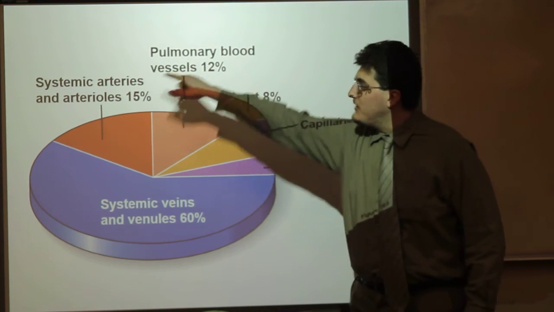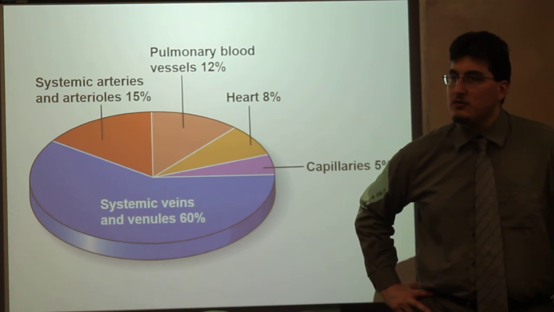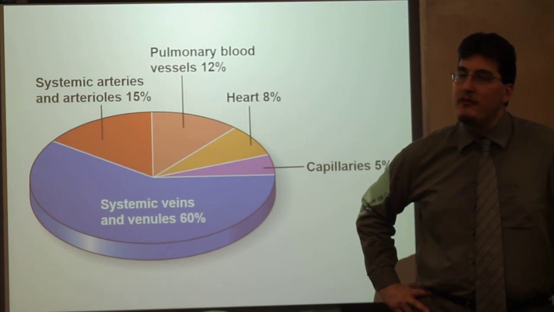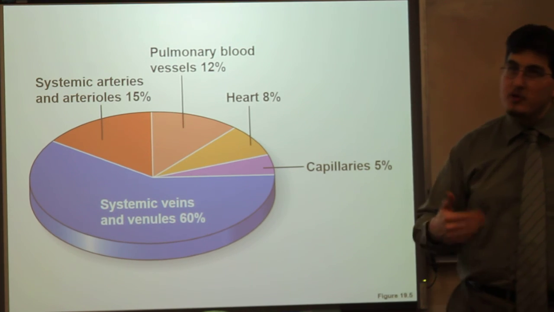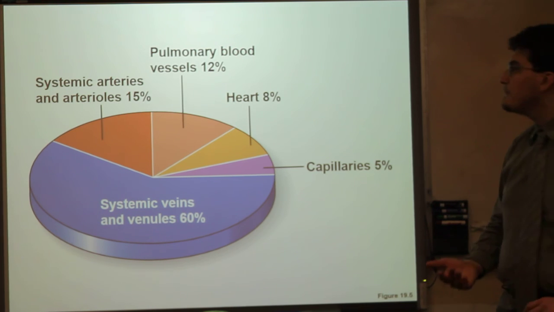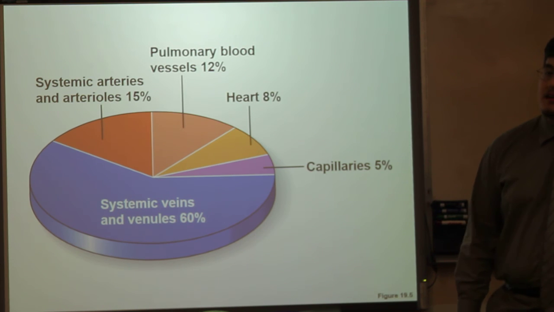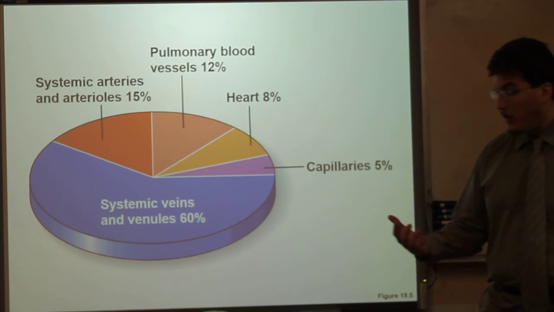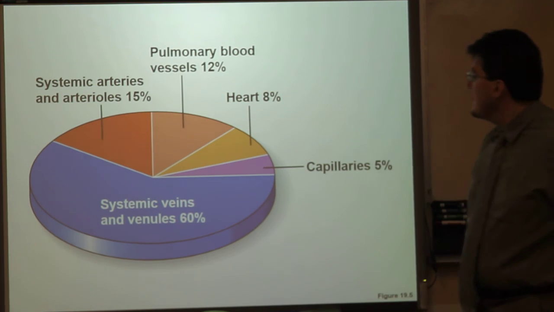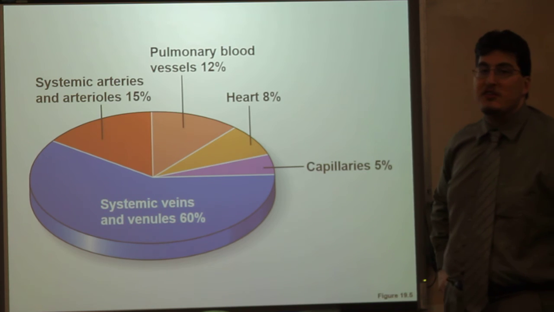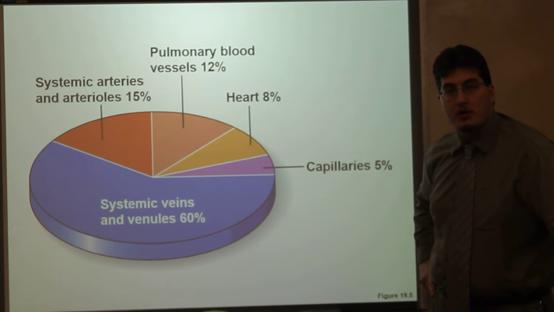All of our pulmonary blood vessels only contain 12% of our blood because I don't know if you've measured your chest recently, but it doesn't really take up all that much space on your entire body. Most of you is not your lungs. Your heart contains 8% of your blood at any given time. Now that's a significant amount of blood considering your heart is only about the size of a closed fist. Your capillaries contain about 5% of your blood. That ain't much. Your veins are where most of your blood is.